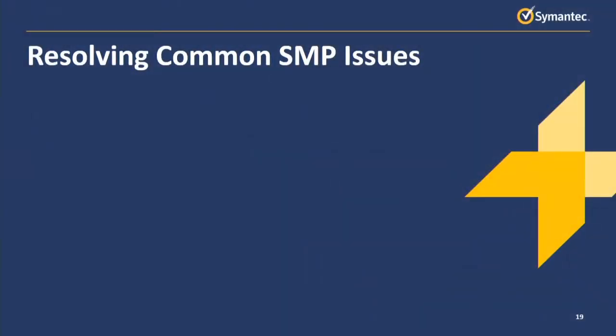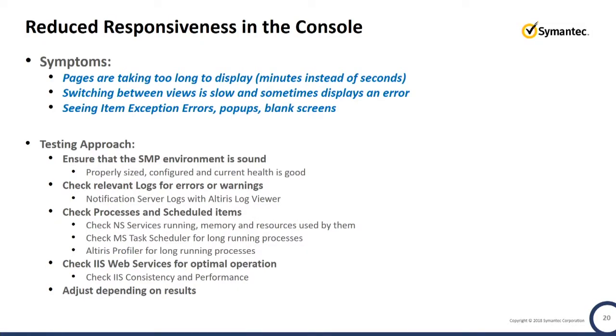All right, so one of the most common SMP issues that you see is the responsiveness of the console. The course that I did shows 3 to 5 scenarios for each one of the segments. For SMP, I've chosen responsiveness of the console because it's a very common one. Things like pages taking too long to display, switching between the views being a little slow. You might see a whole bunch of item exception errors or pop-ups in the console.